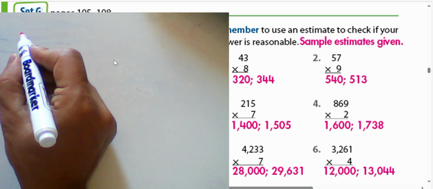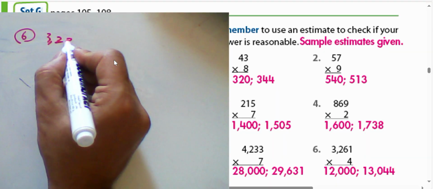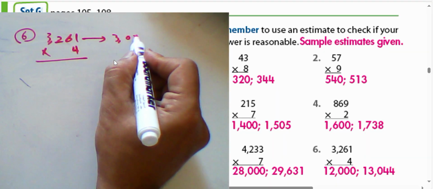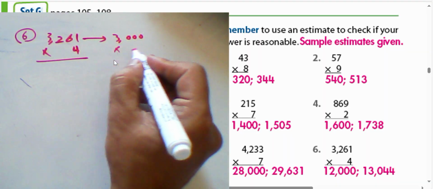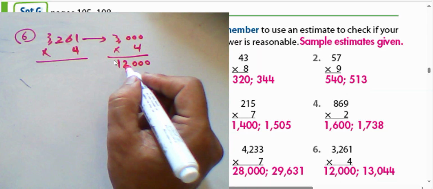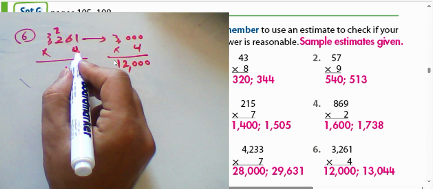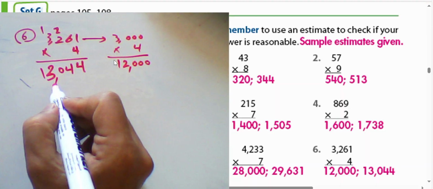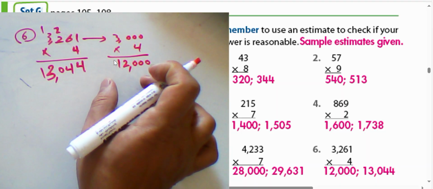Also number 6, 3261 multiplied by 4. This number is nearest to 3000. 3261 is close to 3000 multiplied by 4. Write 3 zeros and 3 times 4 equals 12. Then the result will be 12,000. 4 times 1, 4. 4 times 6, 24. Write 4 and carry 2. 2 times 4, 8. 8 plus 2, 10. Write 0 and carry 1. 3 times 4, 12 plus 1 equals 13. The result will be 13,044. It's the actual number, and this number is the approximation.